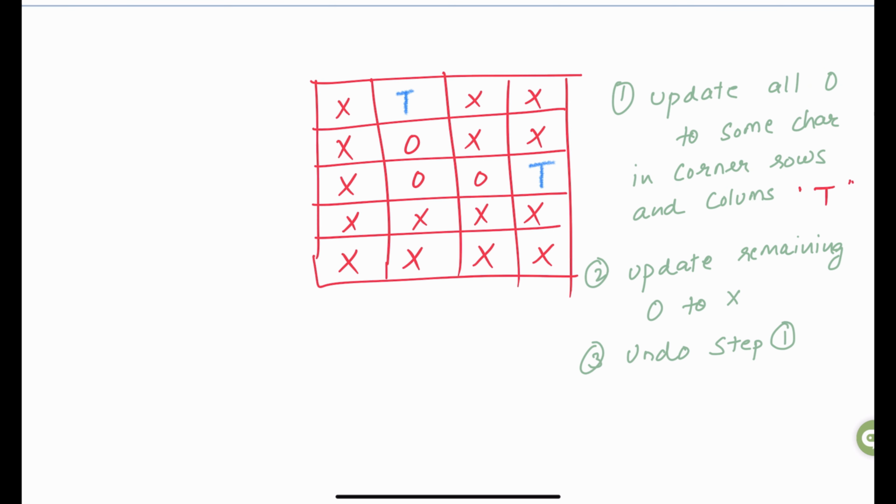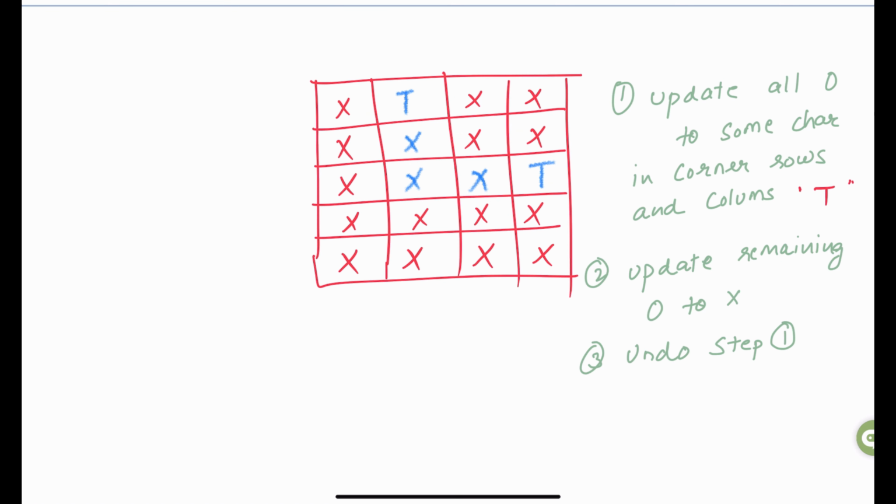The next step is to update the remaining O's to X's. So we'll start the traversal across the grid and update all of the O's into X's. We don't need to worry about all of the O's in the corners as we have already updated them with T's. We just need to replace all O's with X's.